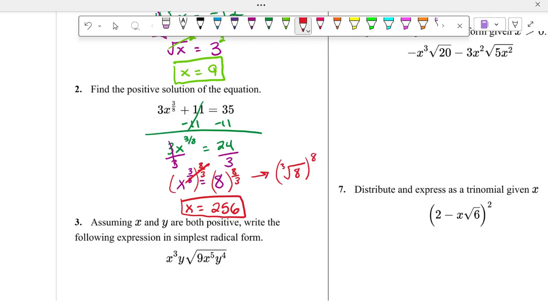I can assure you if you plugged it back in, it'll work. Any questions on the equation side of things?